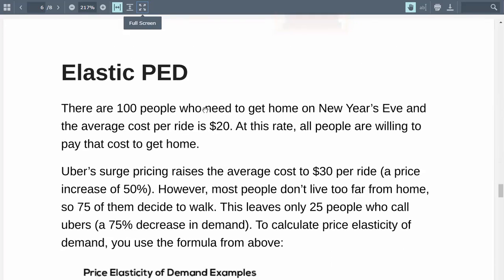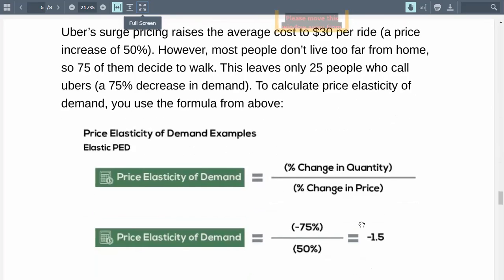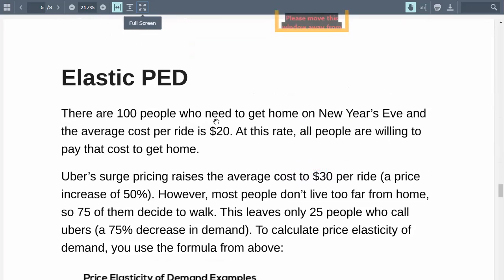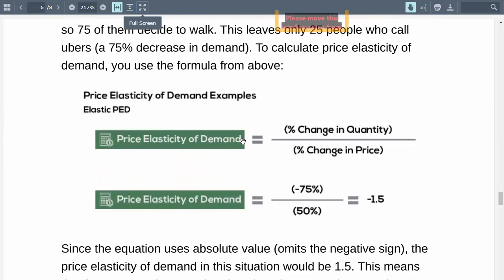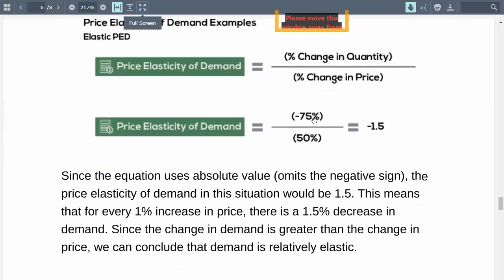Now, for example, how elastic PED happens. There are 100 people who need to get home on New Year's Eve, and the average cost per ride is $20. At this rate, all people are willing to pay the cost to get home. Uber's surge pricing raised the average cost to $30 per ride, a price increase of 50%. However, most people don't live too far from home, so 75 of them decide to walk. This leaves only 25 people who call Ubers. So due to a change in price, there's a significant drop in the quantity demanded.